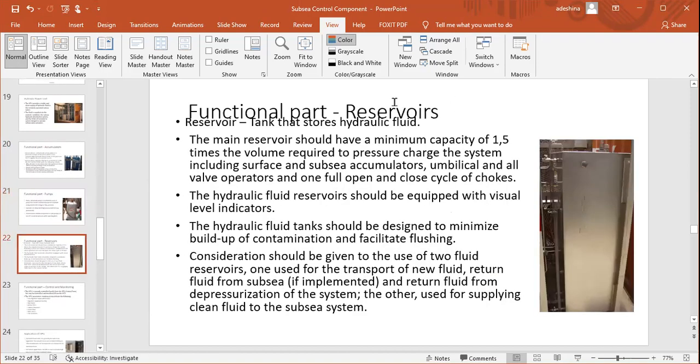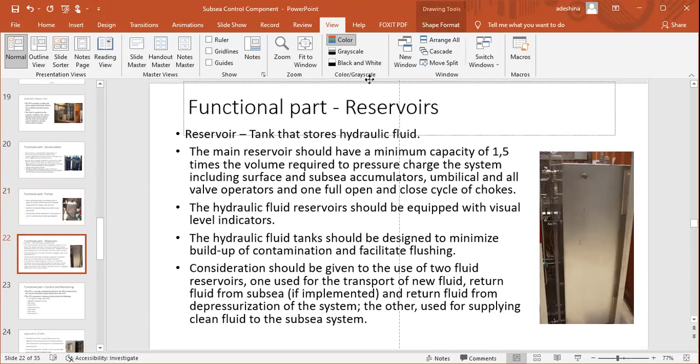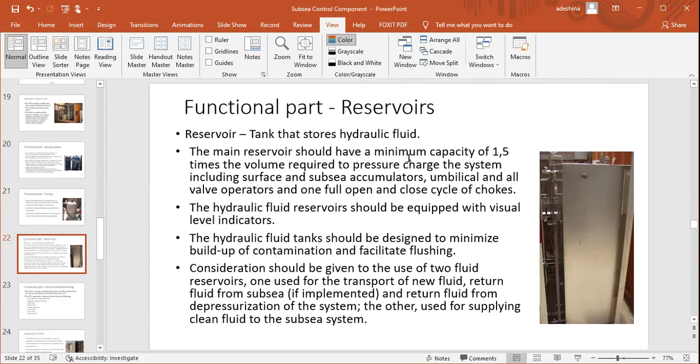Another component of our HPU is the reservoir. And this is the tank where we store hydraulic fluid. And as a minimum, when we are carrying out design, you can note this, the capacity of the reservoir should be 1.5 times the volume of hydraulic that is needed to service the entire surface or subsea accumulators, one, umbilicals, two, and all operational valves in one full open and closed cycle of choke.